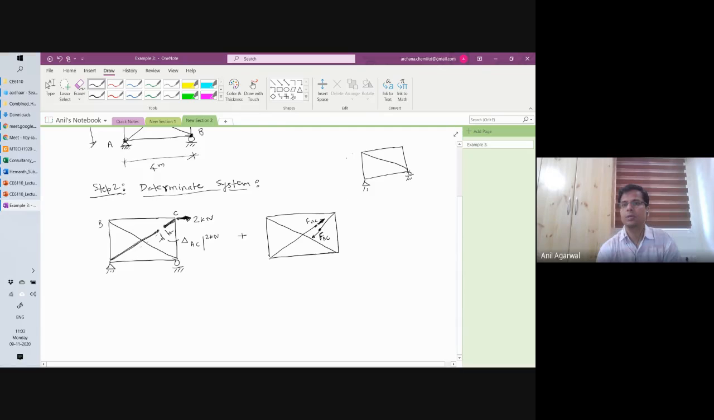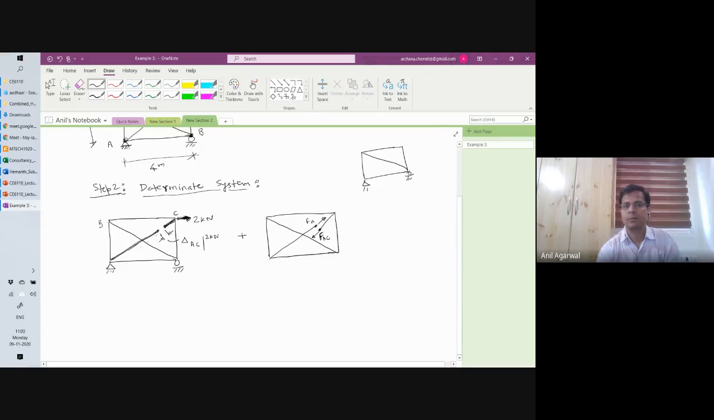So that force cannot be a net force. It has to be a force which is balancing itself because I am cutting a member, right? So that internal force is being released. So that internal force I have to apply. That internal force is the unknown force.